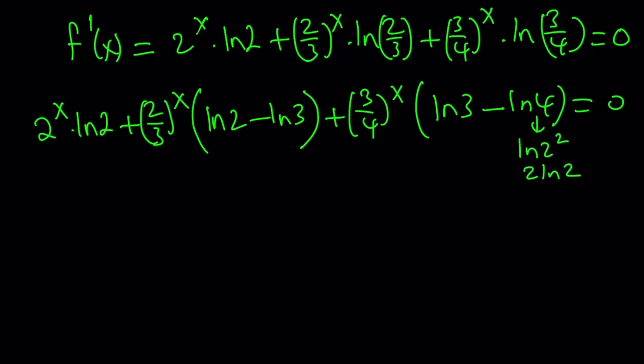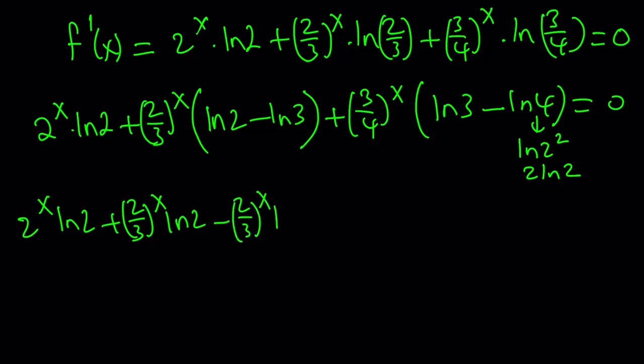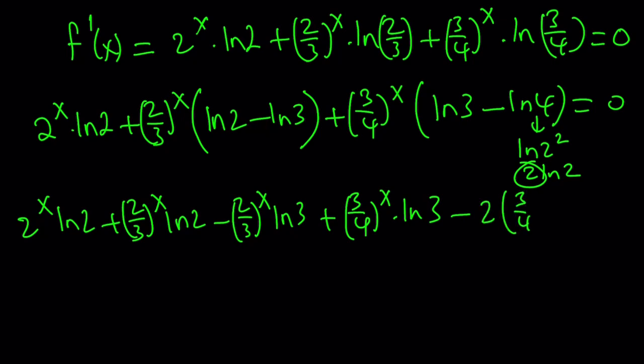So now, if you go ahead and distribute this, 2 to the power x ln 2 plus 2/3 to the power x ln 2 minus 2/3 to the power x ln 3 plus 3/4 to the power x times ln 3 minus, notice that there's a 2 here, 2 times 3/4 to the power x times ln 2, and the whole thing is equal to 0. It still looks bad, but we'll put it together.